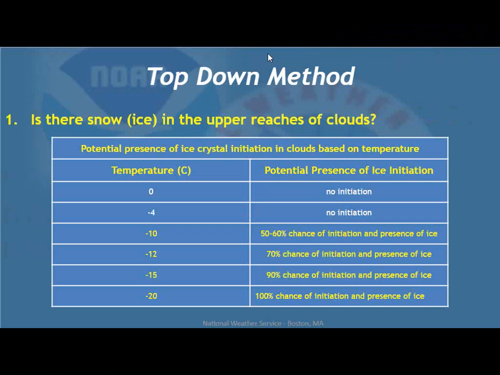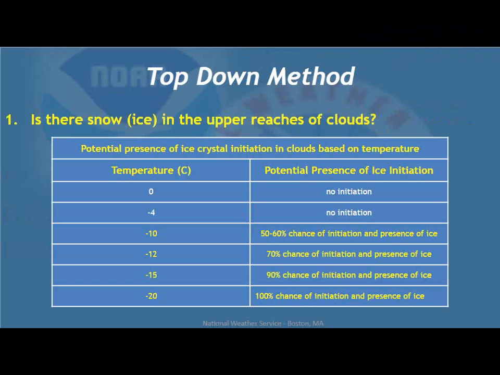Okay, so going back to the first question, is there ice in the upper reaches of the clouds? One of the key indicators is the temperature at which you can form ice crystals or snow, and ideally you really want to see temperatures at -10 Celsius or below. -10 Celsius is about, I believe, 14 degrees Fahrenheit, if my conversion is correct. So if it's just too warm, you don't get the initiation.